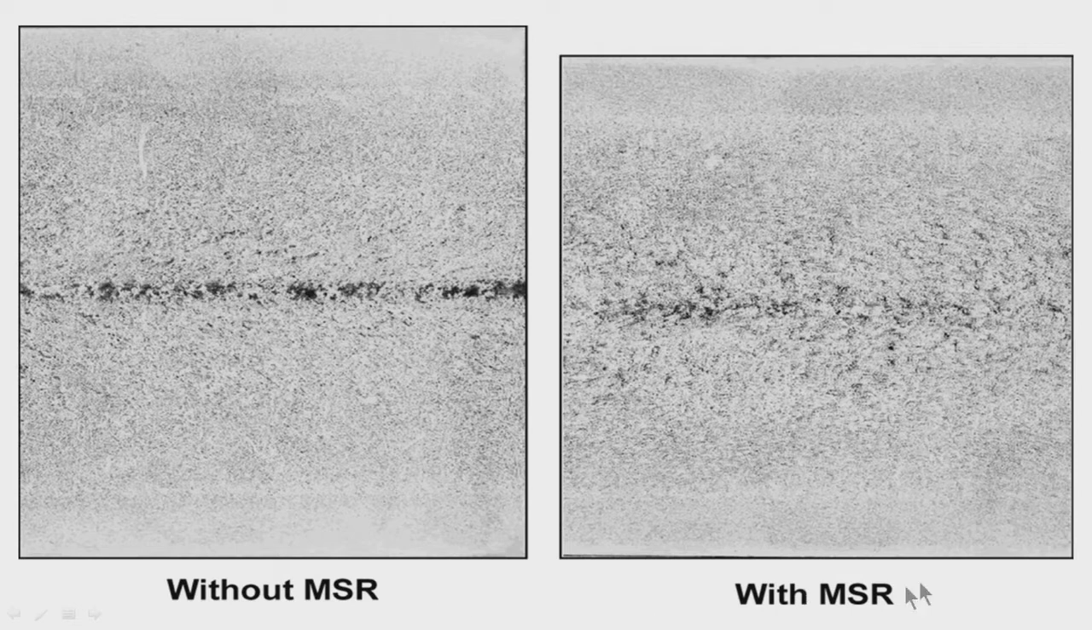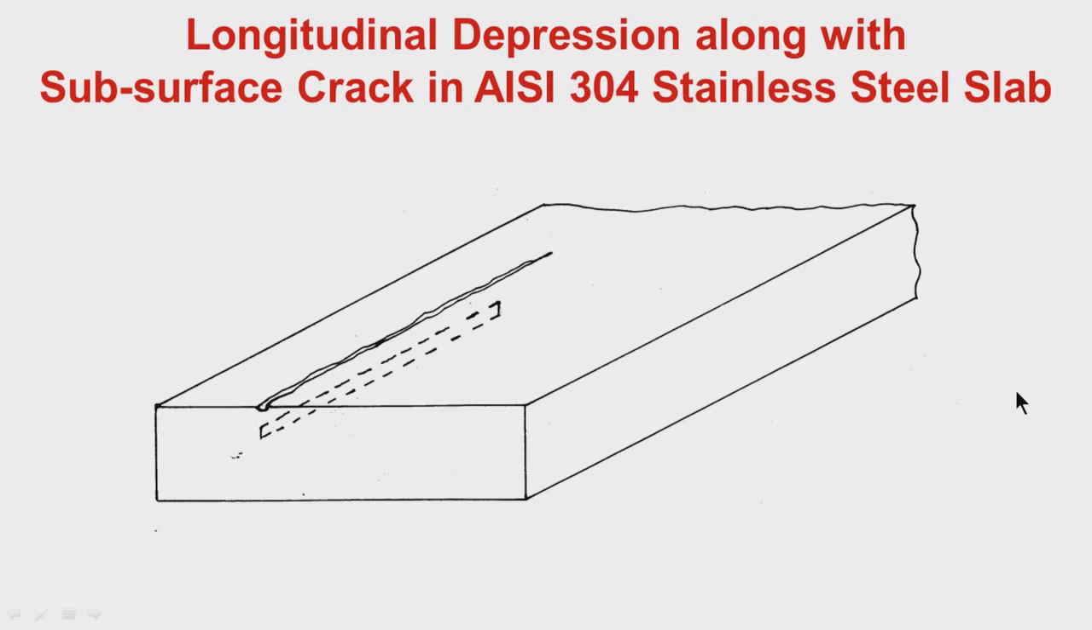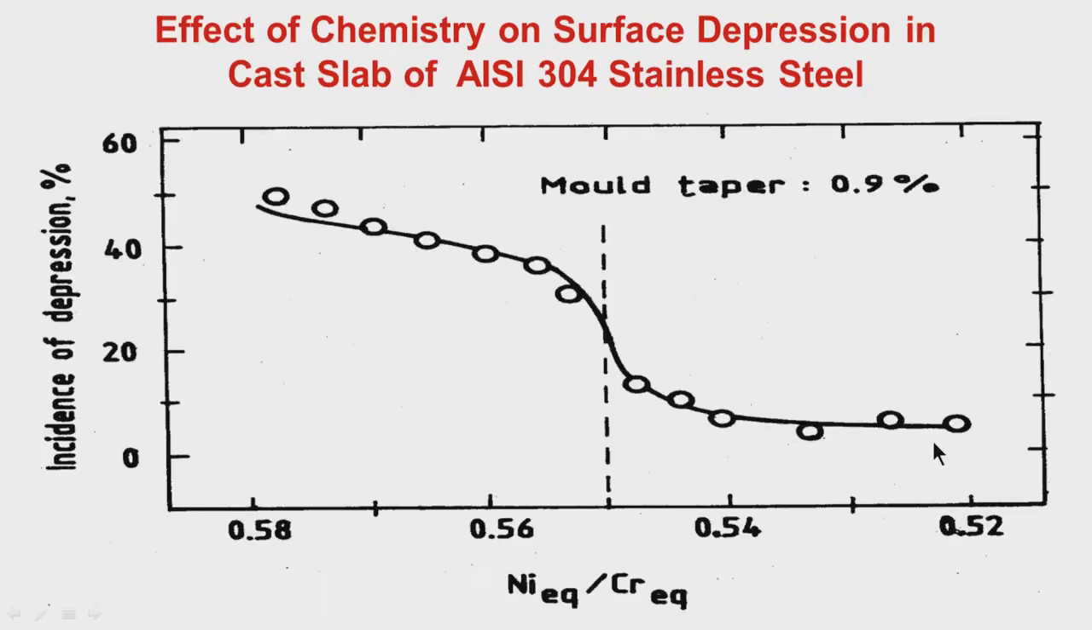Then, how with mechanical soft reduction the intensity of central defect, central crack or central segregation is coming down. This is just to show. Then I talked about 304, a typical so-called peritectic grade in the stainless family. Under the longitudinal depression, you might have surface crack. On the surface you are seeing only depression, but if you take a cross sectional view you will find trace of subsurface crack.